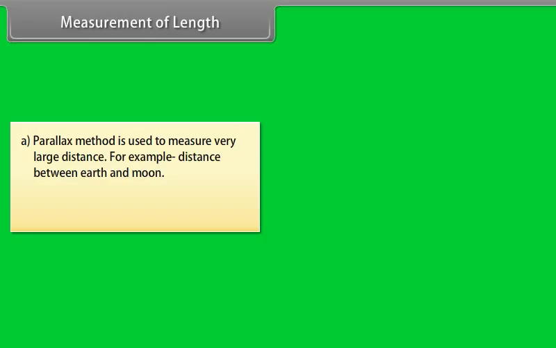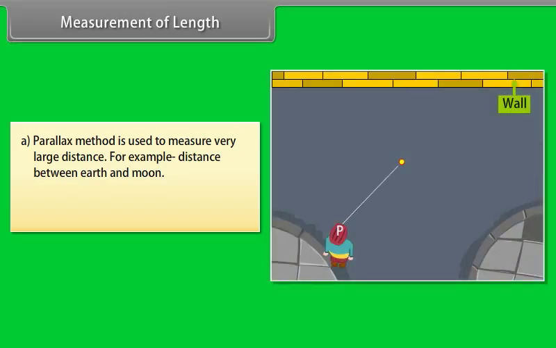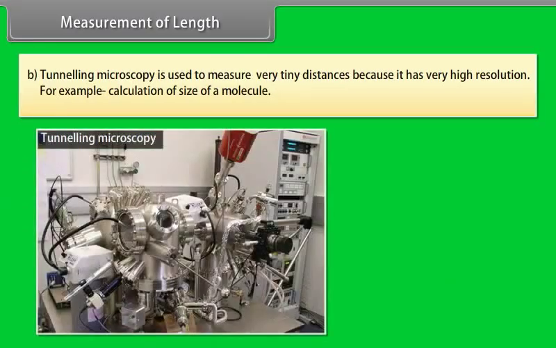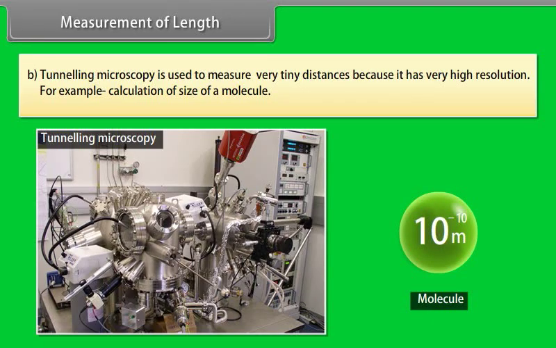Let us understand with an example. A girl is observing a rod against a wall from 2 different points P and Q. She notices that the position of the rod seems to change with respect to the wall. This is known as parallax. The distance between P and Q is called basis. B. Tunneling microscopy is used to measure very tiny distances because it has very high resolution. For example, calculation of size of a molecule.